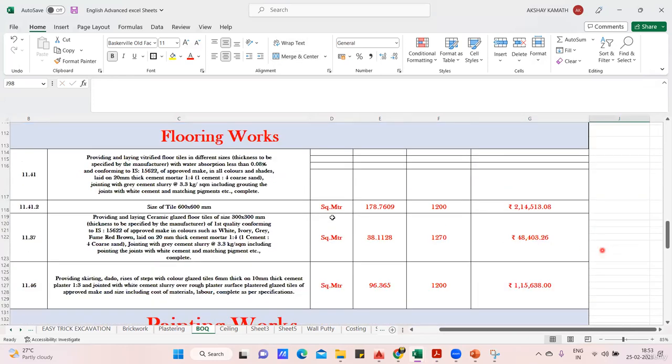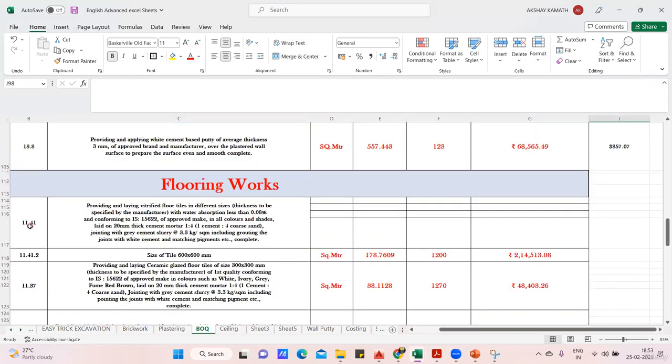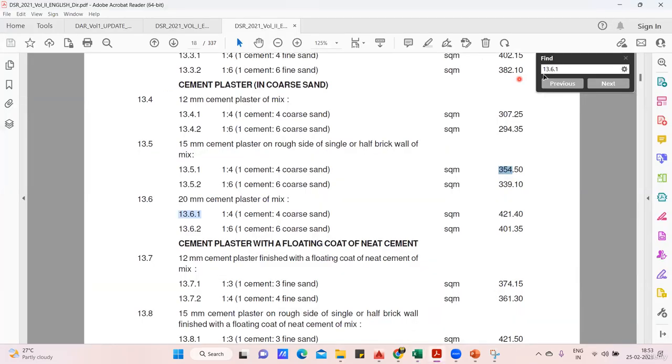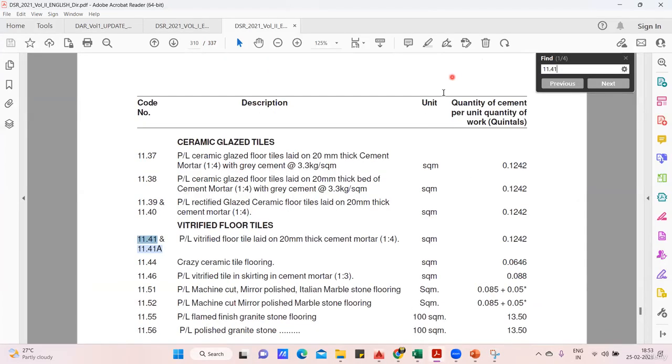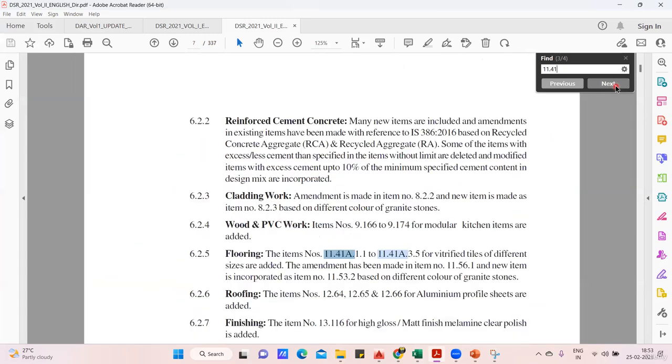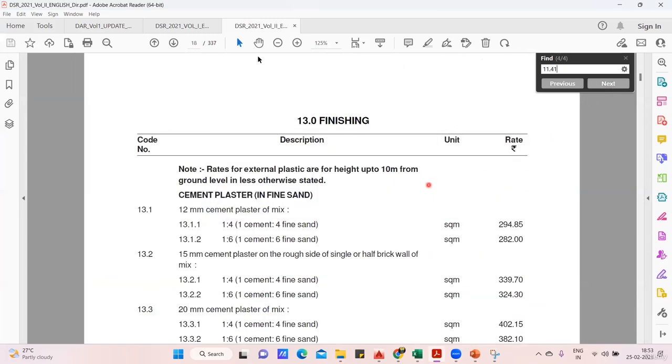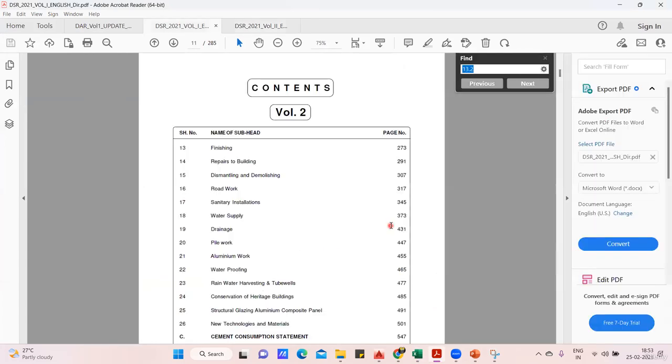Okay, great. Fine. Now we'll go to the flooring works. So in the flooring work, first you have to go to 11.41. Okay, I'll go to 11.41 now. If you come to 11.41, not this one. You'll get this in volume 1, I feel.